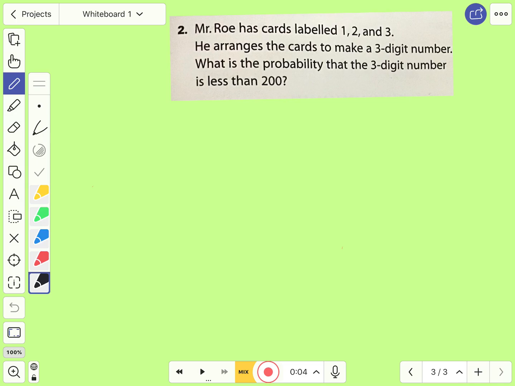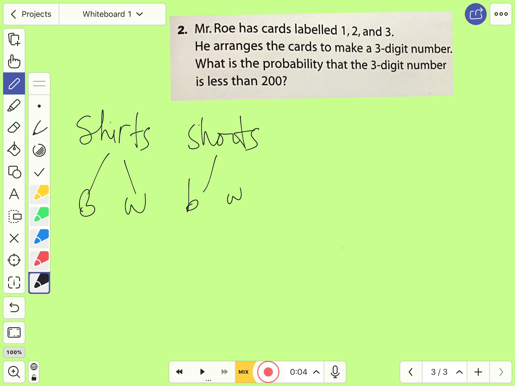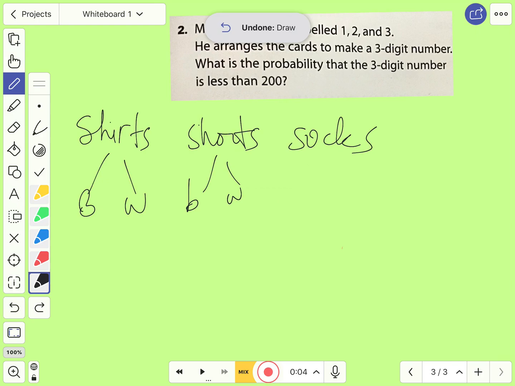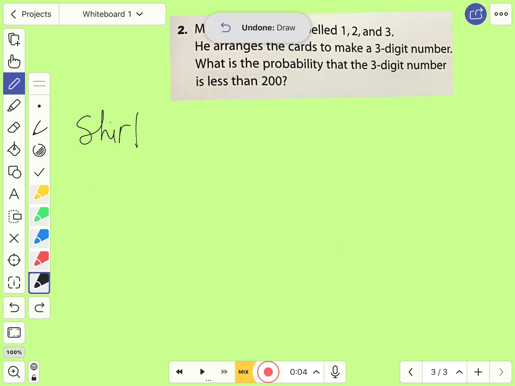So just to quickly review, those shirts, we had black and white. The shorts, we had black and white. The socks, we had white, purple, and green. And so we had multiple options for each category. The question that we're going to look at right now doesn't have multiple options per category. In fact, it only has 3 categories, and each category only has 1 option inside of it. So let me read the question.